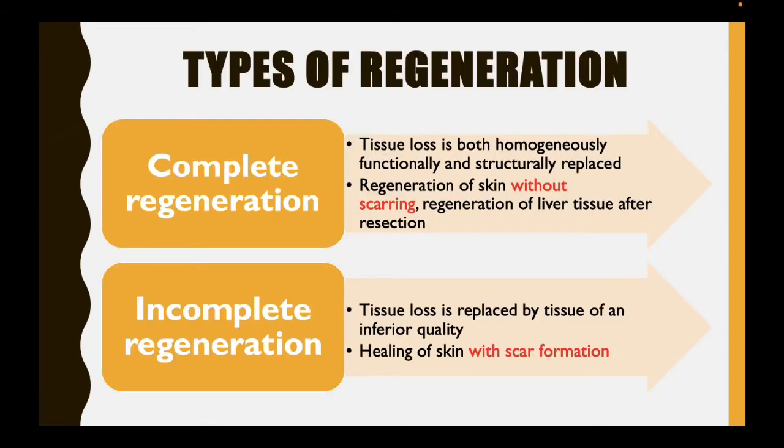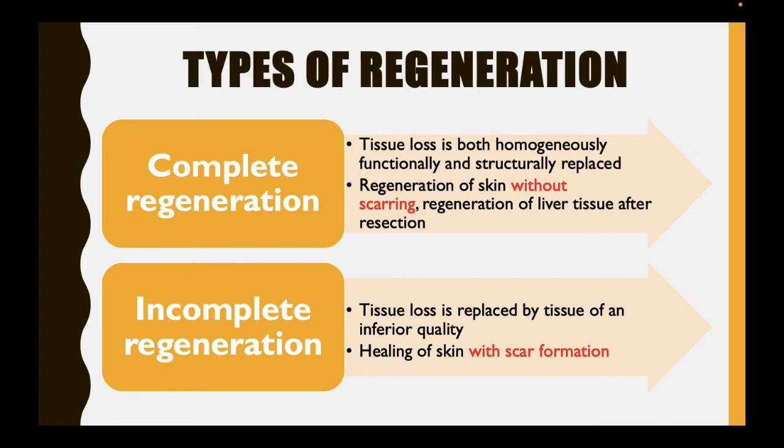So the next type of cellular adaptation is regeneration. We can divide regeneration into complete regeneration and incomplete regeneration. Complete regeneration is classified as the tissue loss that is replaced both homogeneously, functionally, and structurally. So, an example would be regeneration of skin without any scarring and regeneration of the liver tissue after resection.